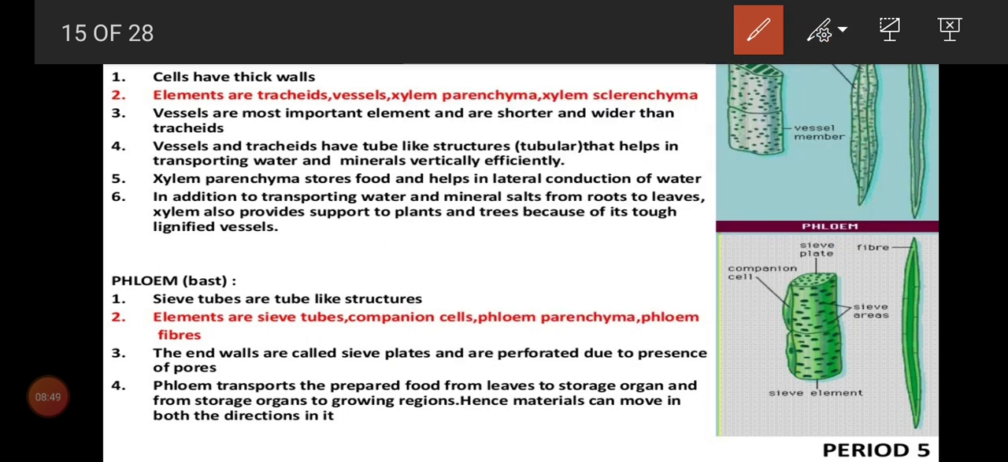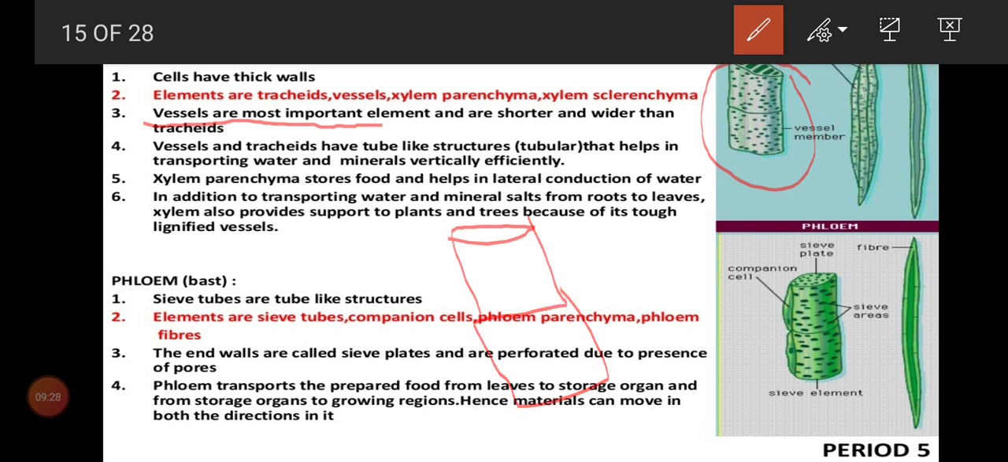These four types have different kinds of roles, and some functions will vary, but at last they all conduct water and minerals only. Among the four, the very important one is vessels. Vessels are the most important element and are much shorter and wider than the tracheids. So this is the structure of vessels. Like this we can see the structure of a vessel.